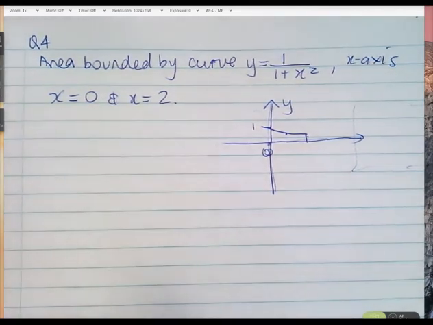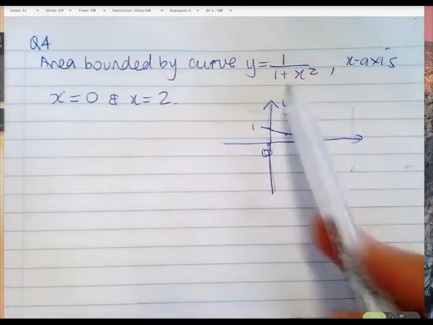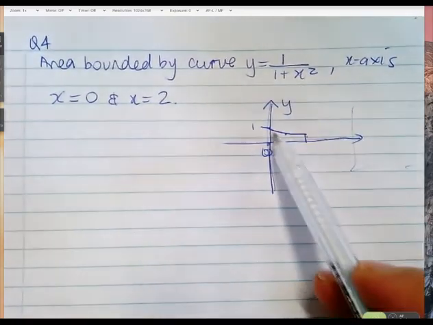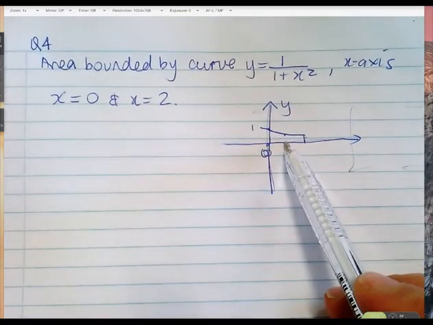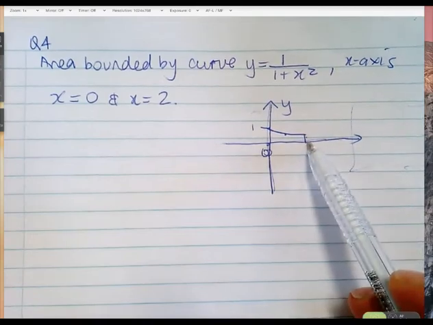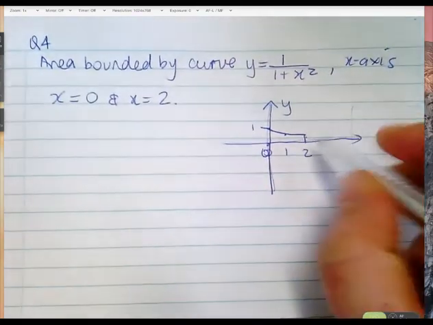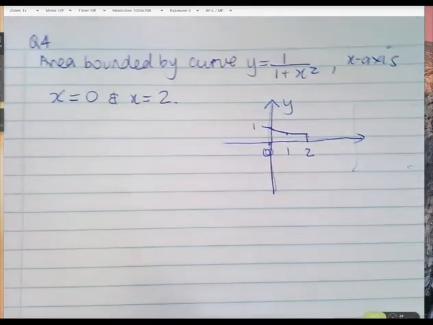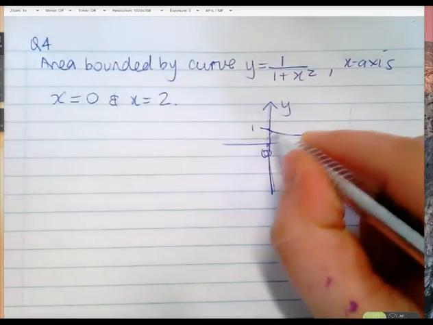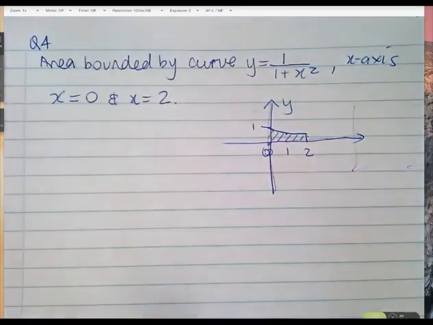Absolute value signs, but not all of it. Only the bits that are below go in the absolute value signs. Why though? Because positive just comes out positive anyway. No, because when you're subtracting something like this, the values are pretty easy. When x is 0, y is 1. When x is 1, y is a half. When x is 2, y is a fifth. It's all above the x-axis. It's all good. The area is all above the x-axis.